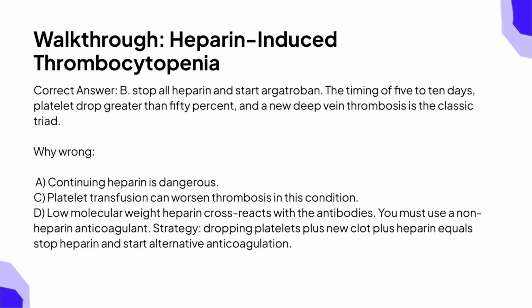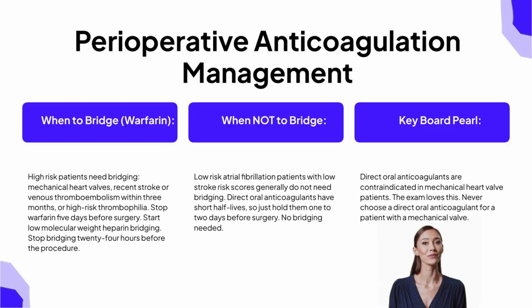Your hematology review sections cover the 4T score for calculating pretest probability. Perioperative anticoagulation management is one of the most commonly tested topics on the exam. The key question the board asks is, when do you bridge, and when do you just hold the anticoagulant?